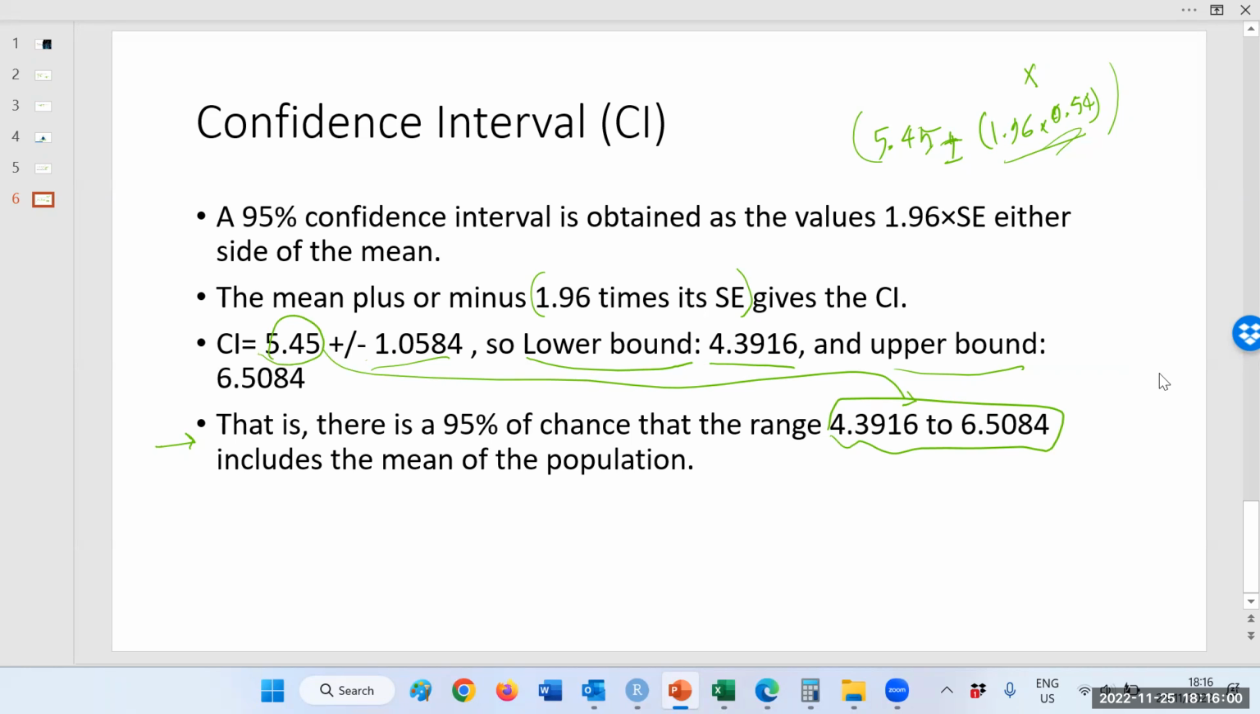However, I also note that the confidence interval is relatively large here because it has a wide spread. So the smaller this confidence interval, the better it is, because we will have a more precise estimation of the population interval, the population mean.